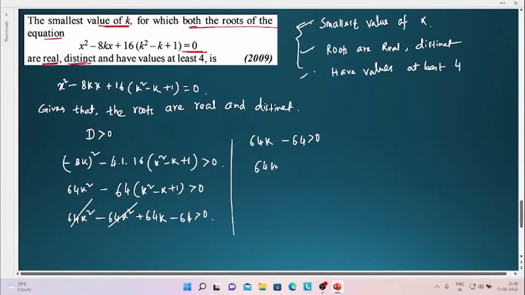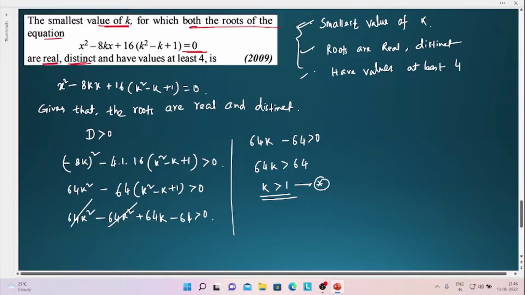So definitely 64k will be greater than 64. So 64 and 64 will be cancelled out, we can cancel by dividing by 64. So we will have k greater than 1, right? So k greater than 1. So this is a relation which I have, which is k greater than 1, right?